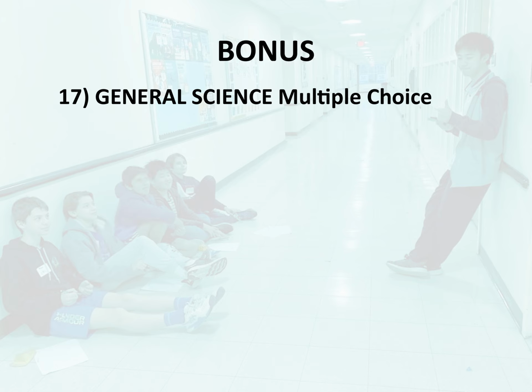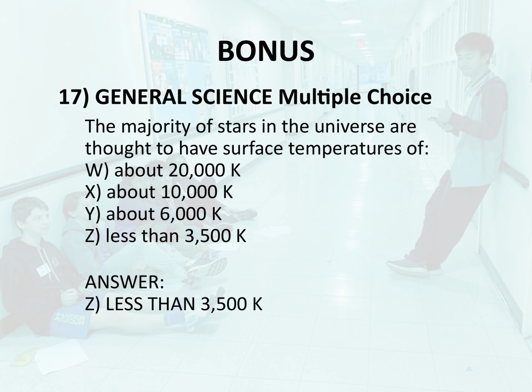Bonus 17. General science. Multiple choice. The majority of stars in the universe are thought to have surface temperatures of W, about 20,000 K. X, about 10,000 K. Y, about 6,000 K. Z, less than 3,500 K. Answer: Z, less than 3,500 K.